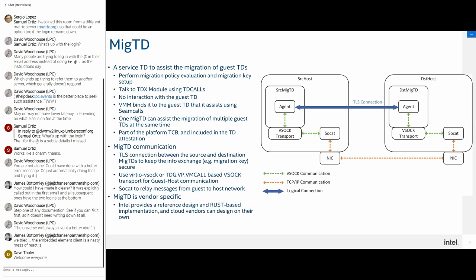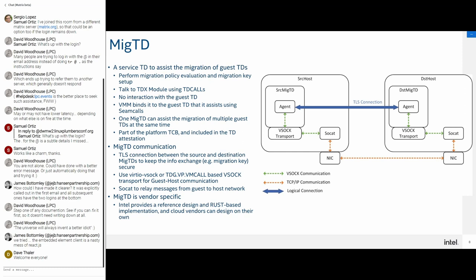and we want to collect more feedback, either from the community or from the customers. Some of us here prefer to use Virtio VSOCK, and some of us prefer to use VMCore. The reason for Virtio VSOCK is that it has some advantages to use.